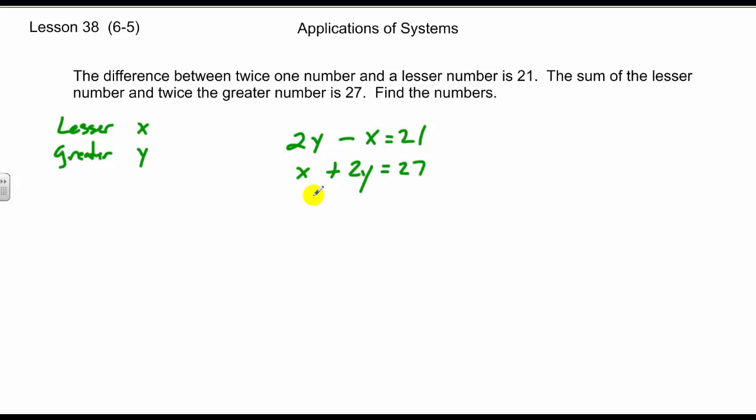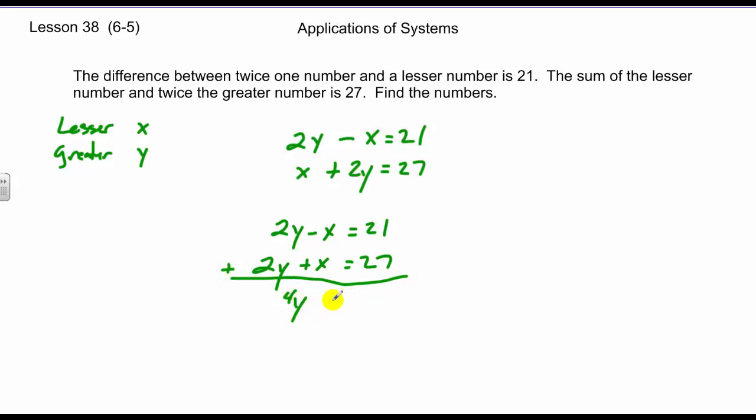Now notice, this sets itself up nicely for substitution, but also if I rearrange my variables in this case, I say 2y minus x equals 21, and we know that addition is commutative, so I can switch the order, say 2y plus x is equal to 27. Notice this problem's all set up for addition, so I have 4y is equal to 48. Divide both sides by 4, and I get y is equal to 12.